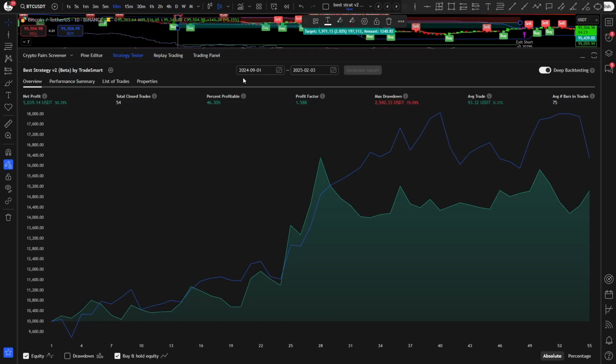After the optimization date, we got 54 trades that generated 50% net profit with 46% win rate, 1.5 profit factor, and only 15% maximum drawdown, which is pretty good. The buy and hold is a bit higher, but that's how it is. A strategy can't always outperform the buy and hold. In the long run, the goal is to have a low drawdown and a stable uptrending equity curve that has great entry and exit signals.